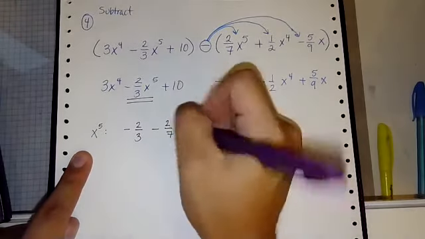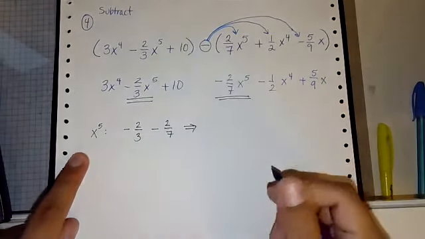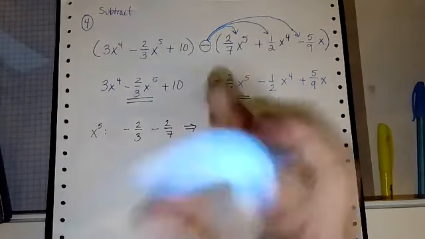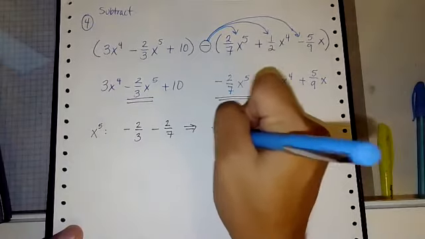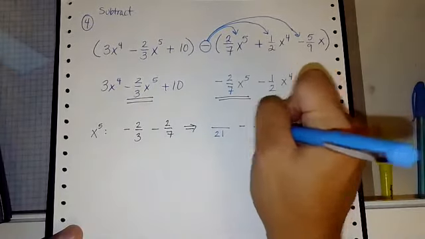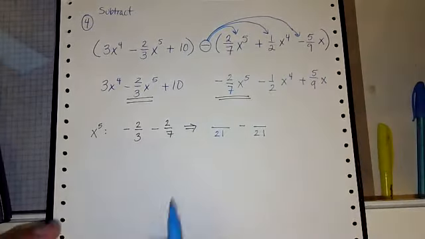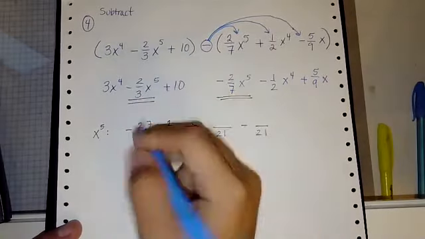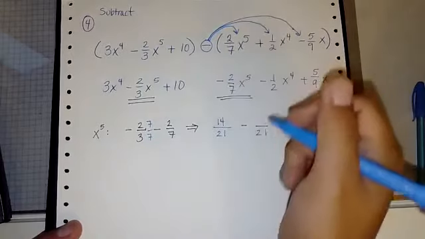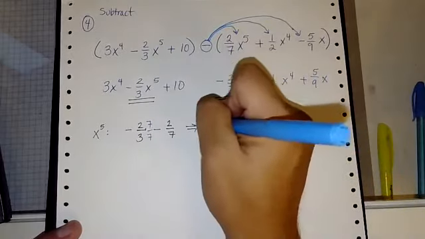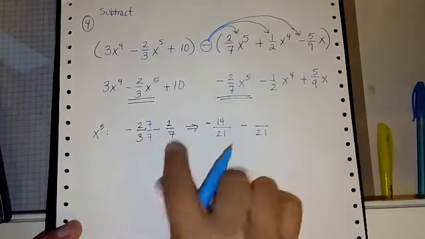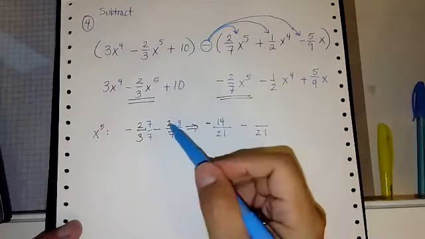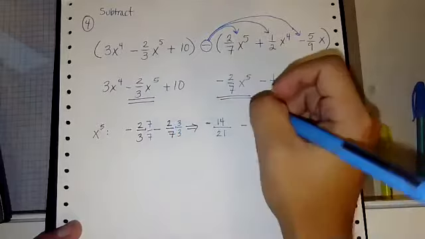So I need to get common denominators before I can add these. So you'll have to find the LCD. The LCD in this case is going to be 21. Okay, so I'll multiply that by 7 over 7 here so that you get 14. But don't forget the negative sign. And then we'll multiply this one by 3 over 3 so that we should get 6.